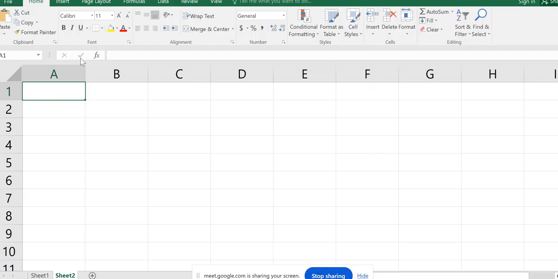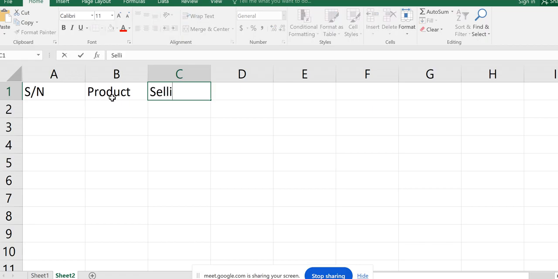So right here we have a sheet. Let's say we want to input data that consists of serial number, and in the second column we have name. Okay, let's use products to make it easier. In the second column we have products, and in the third column we have the selling price.